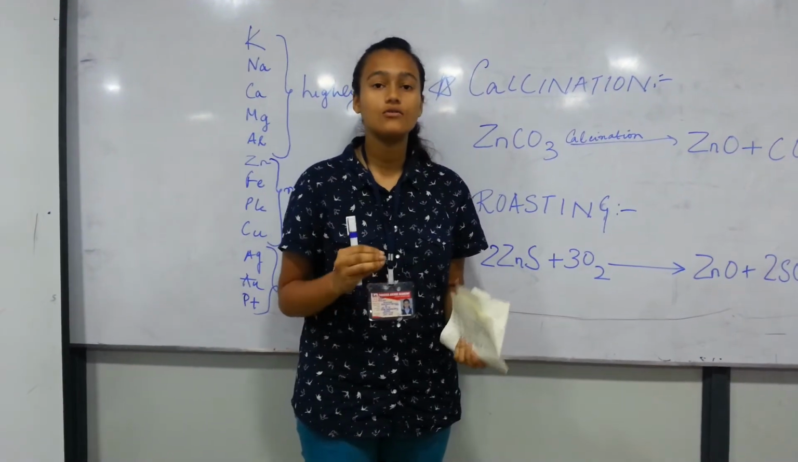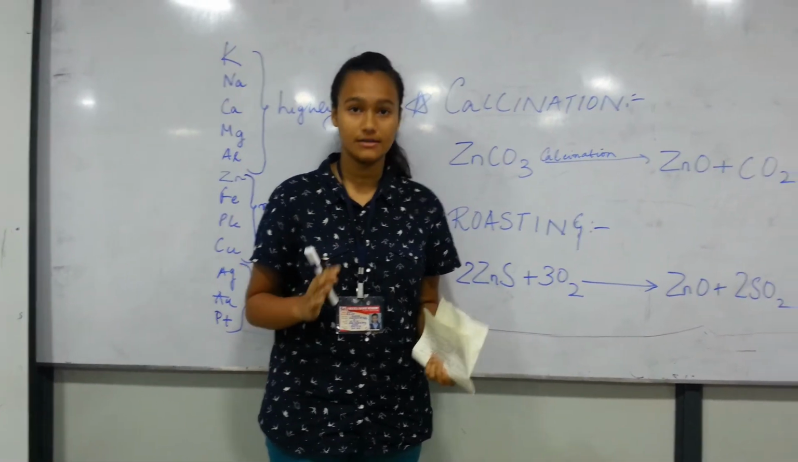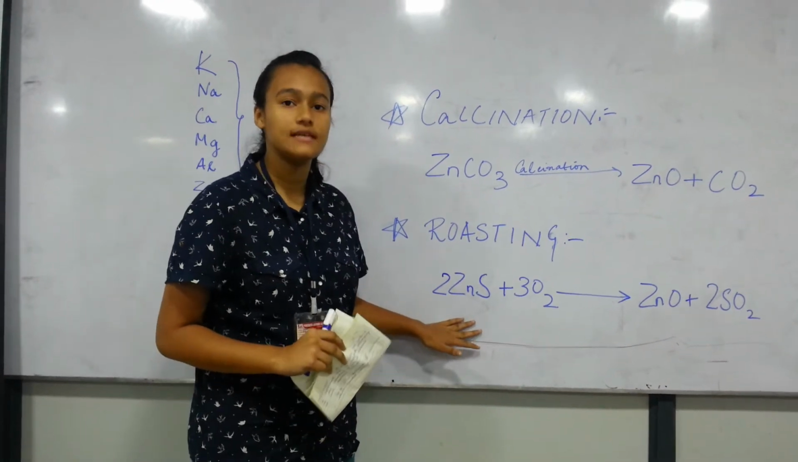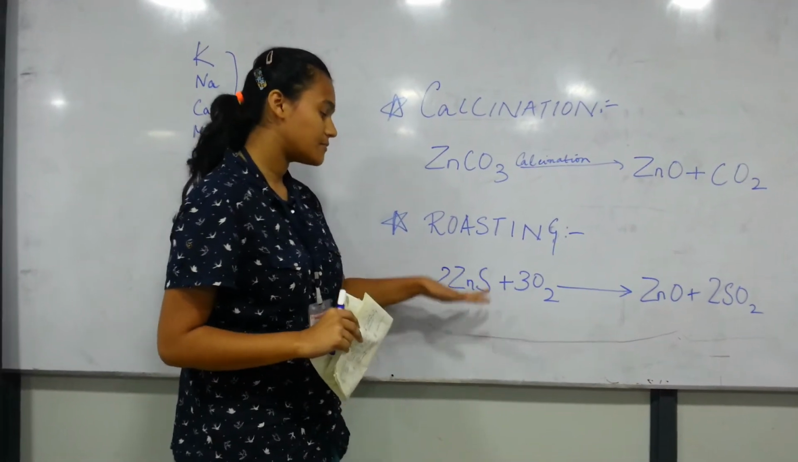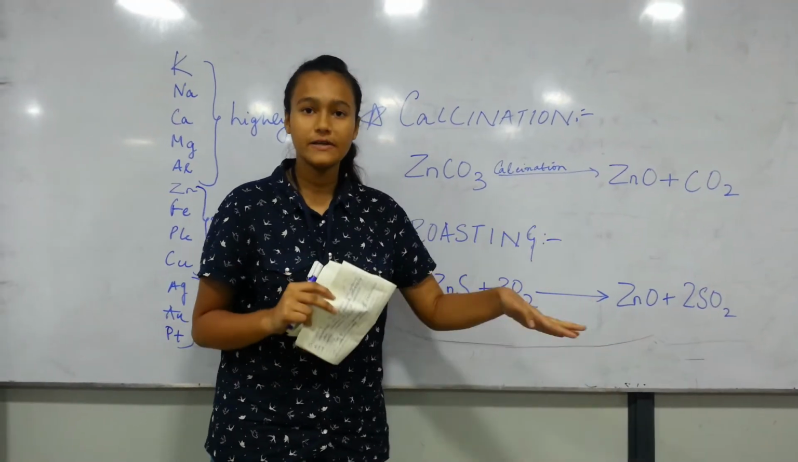Roasting is heating sulfide ore strongly in the presence of air to convert it into a metallic oxide. For example, zinc sulfide from zinc blende ore on roasting gives zinc oxide and sulfur dioxide.